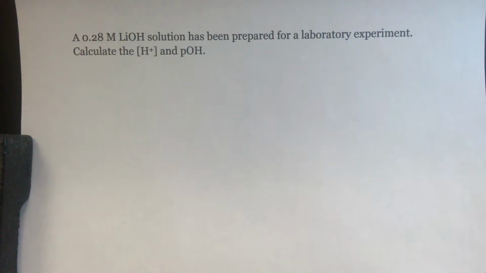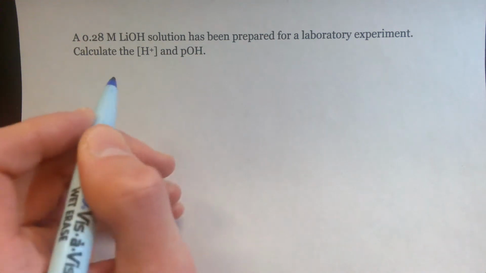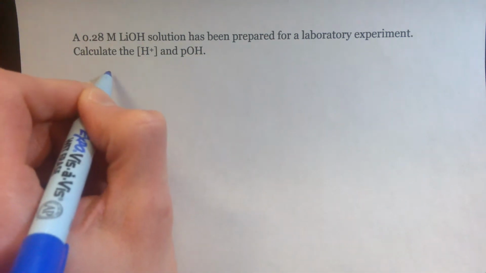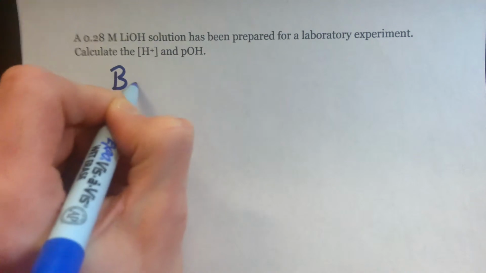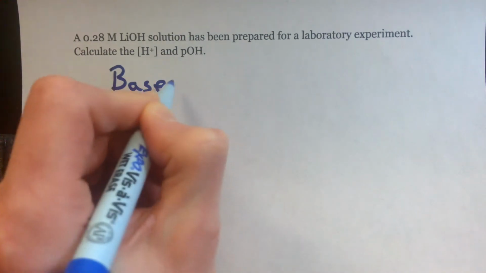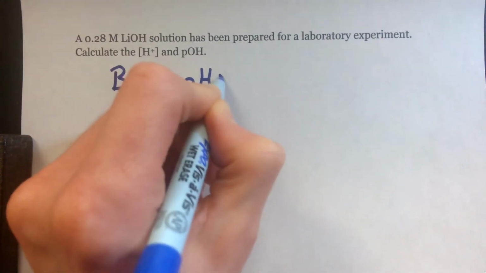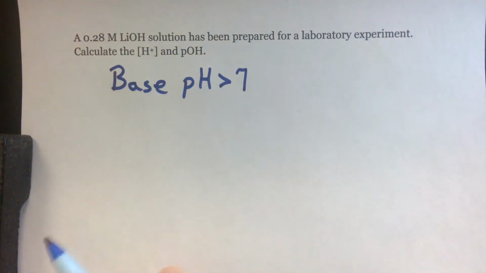Let's try a second example of pH calculation. We have a 0.28 molar lithium hydroxide solution that has been prepared for a laboratory experiment. We want to calculate the H plus and the pOH value. Now, we can recognize by the hydroxide ion being present that lithium hydroxide is a base. So we know that our pH is going to be greater than 7.